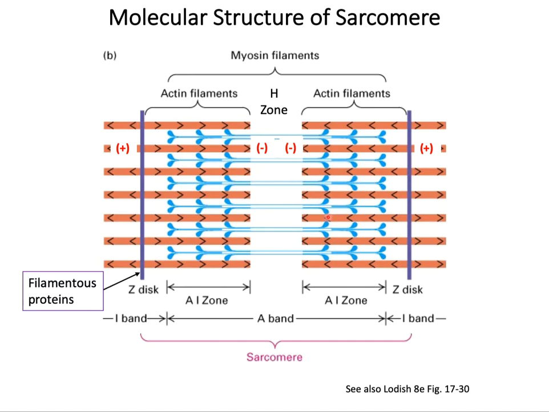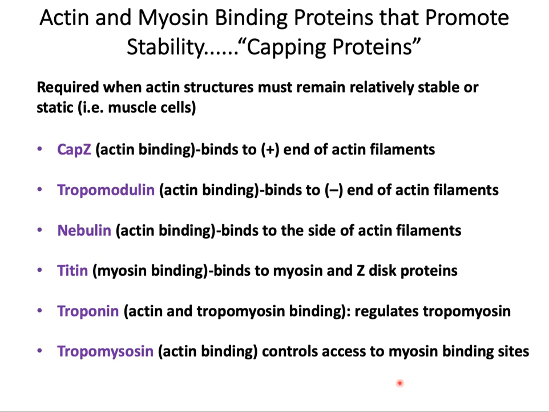So how do the skeletal muscles stabilize this structure? The way they are stabilized is by actin binding proteins and myosin binding proteins, sometimes collectively called capping proteins. There are 4 very important actin or myosin binding proteins that stabilize the structure of the sarcomere.